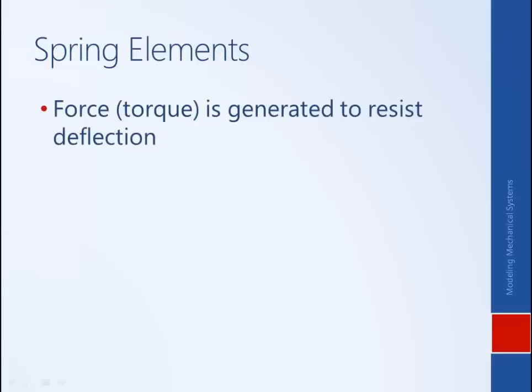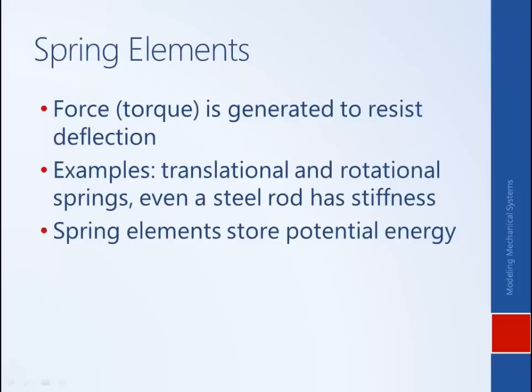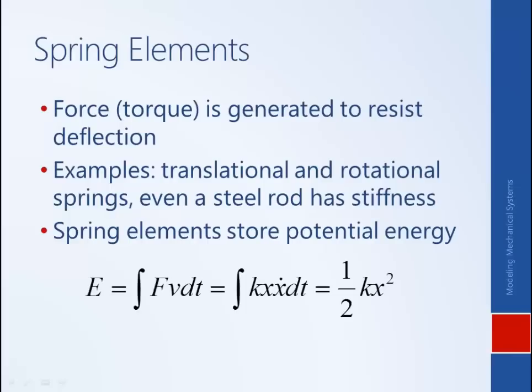Another type of element common to mechanical systems are spring elements, where the force or torque is generated to resist deflection. Examples of this include springs, but as I said previously, even a steel rod has stiffness. A steel rod will deform and try to return to its original shape. Again, considering the energy aspect of these elements, spring elements store potential energy, which can be useful if you're trying to derive the state equations of a system.